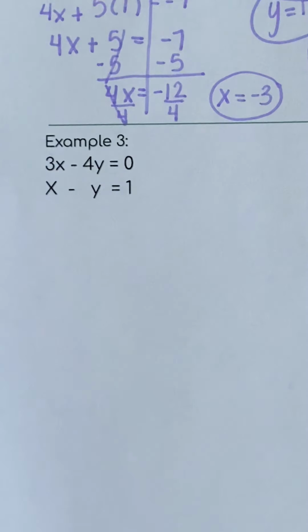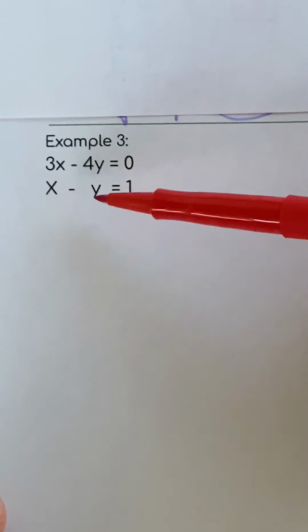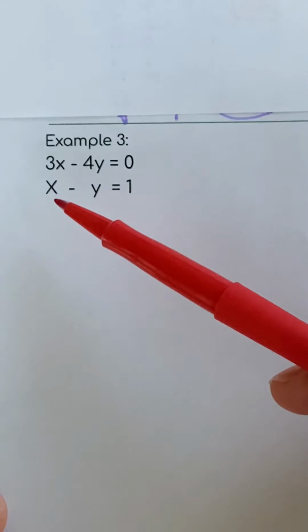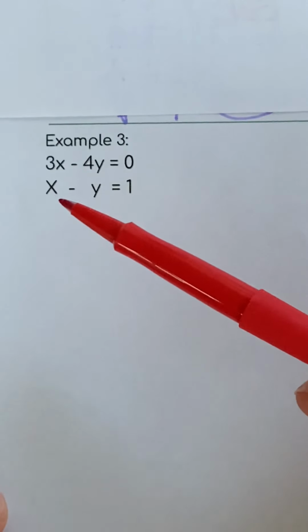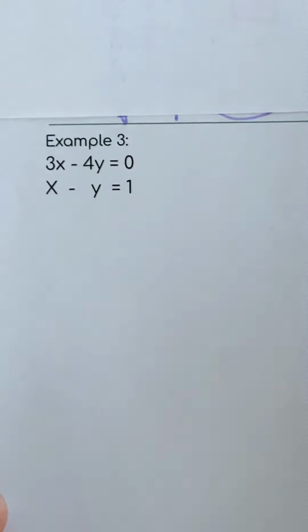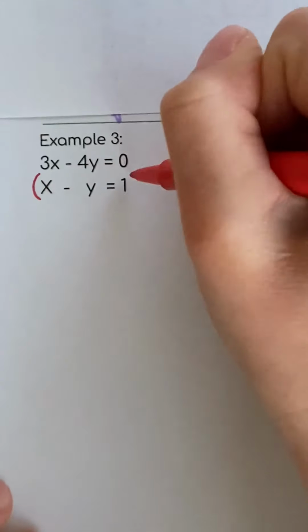Example 3. I have 3x minus 4y, and I have x minus y. I'm going to cover that up there. Now, notice, I can either multiply this equation by 3 to cancel my x's, or I can multiply by 4 to cancel my y's. It does not matter. My suggestion for this would be always multiply by the smaller number. I also have both positive x's and both negative y's. So something is going to have to change, so it doesn't matter. So let's multiply the bottom one by 3. Could have done 4, doesn't matter.